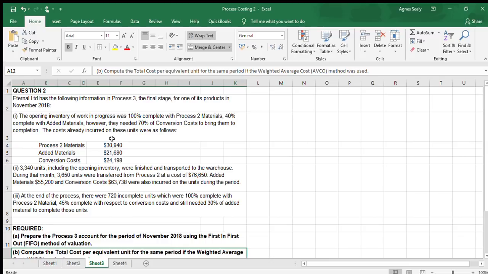Number 3, at the end of the process, there were 720 incomplete units. These are our closing inventory units, which were 100% complete with process 2 materials, 45% complete with respect to conversion costs, and still need 30% of added materials to complete those units.